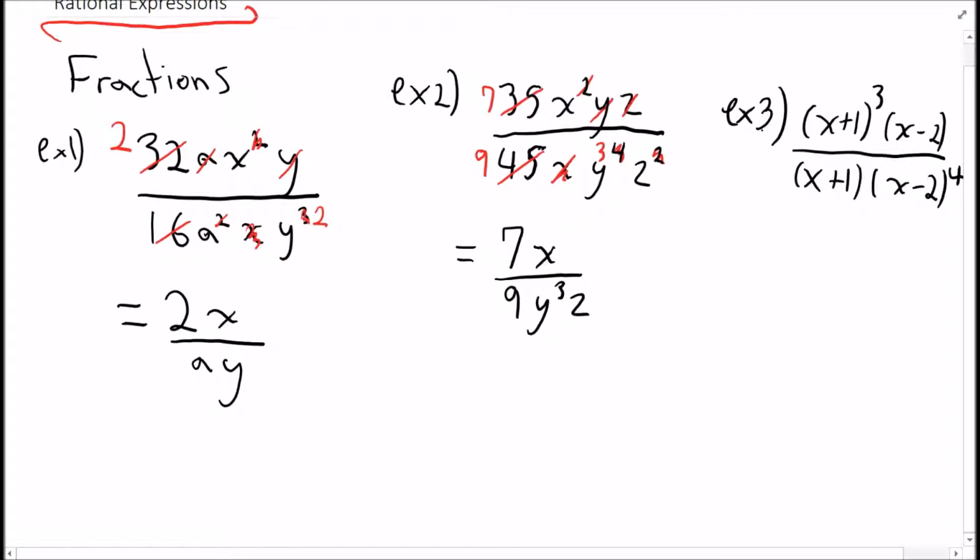Alright, so this time I don't have any numbers out front, but I have an x plus 1 on the top and bottom. I've got at least one that I can take out, leaving me with a squared on the top. And an x minus 2 and an x minus 2, I can take out at least one from the top and the bottom, leaving me with a 3 on that bottom one. So if I write that simplified, I get x plus 1 squared divided by x minus 2 to the power of 3 on the bottom.